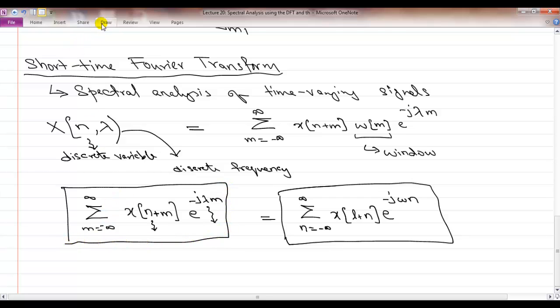This is the DTFT of x shifted to left by an amount of m.